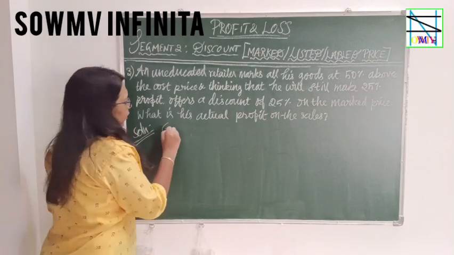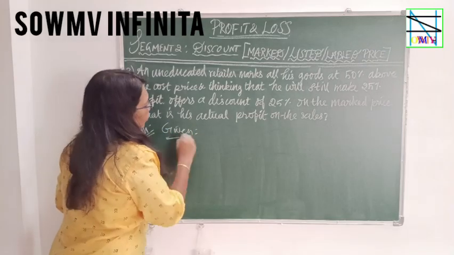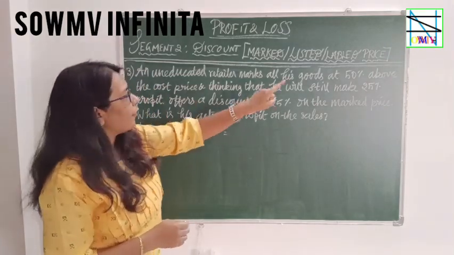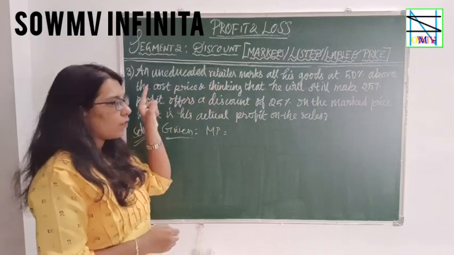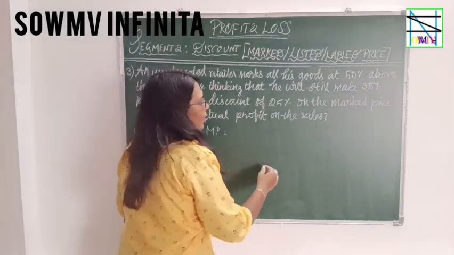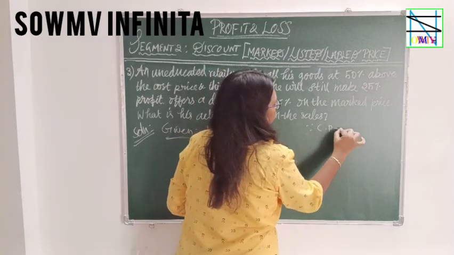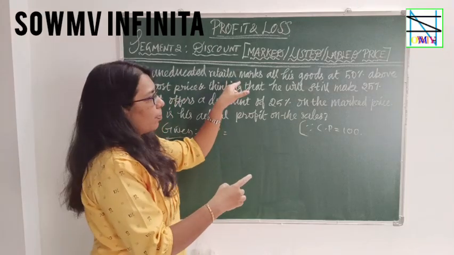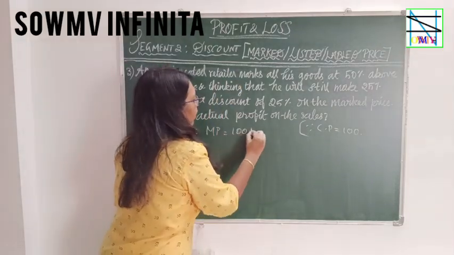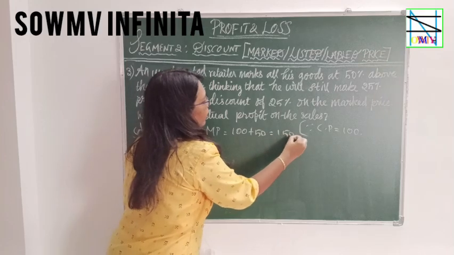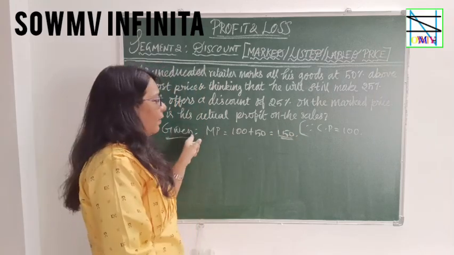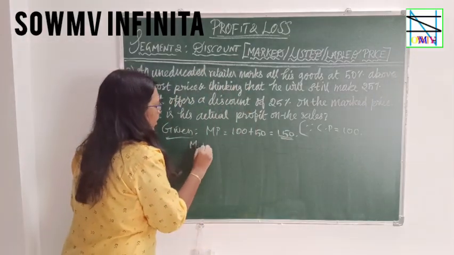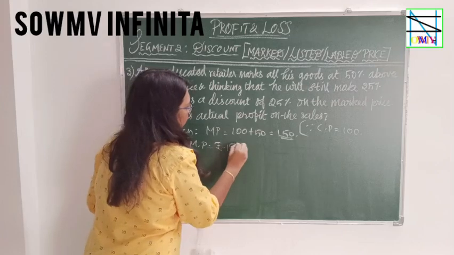So the solution, so given is, first you can write market price value. So market price, that means 50% above the cost price. So consider cost price is 100. Therefore above the cost price, that means 100 plus 50 is equal to 150. So this is the market price value. So MP is rupees 150.